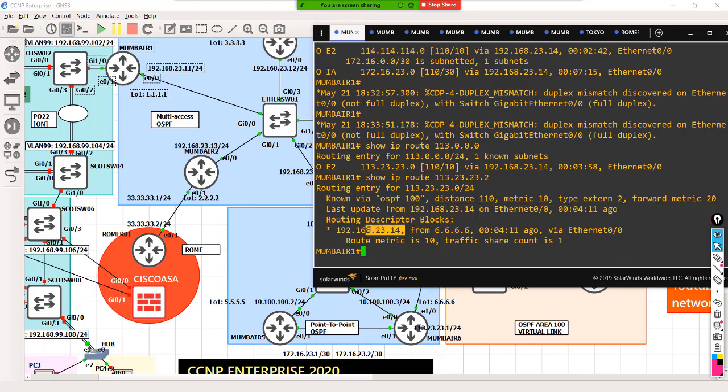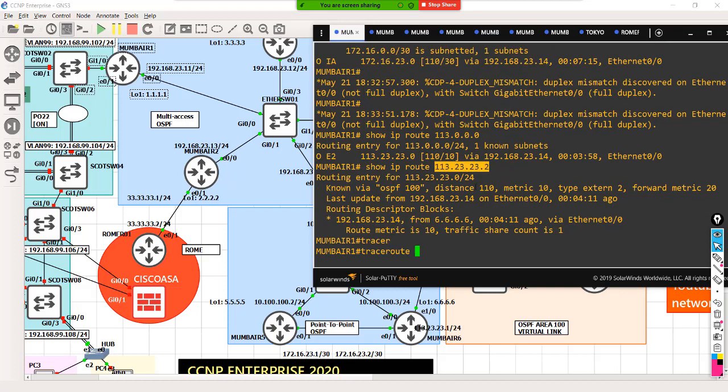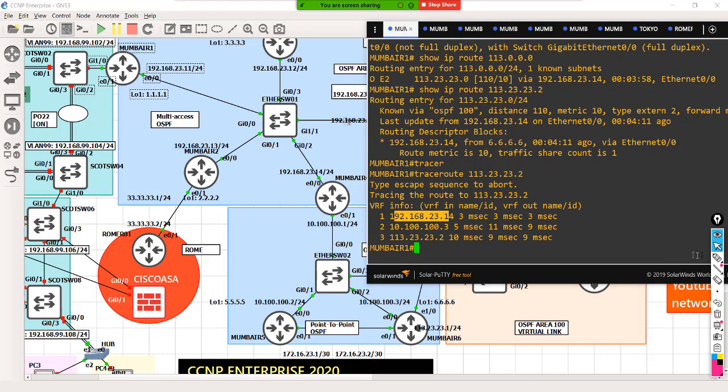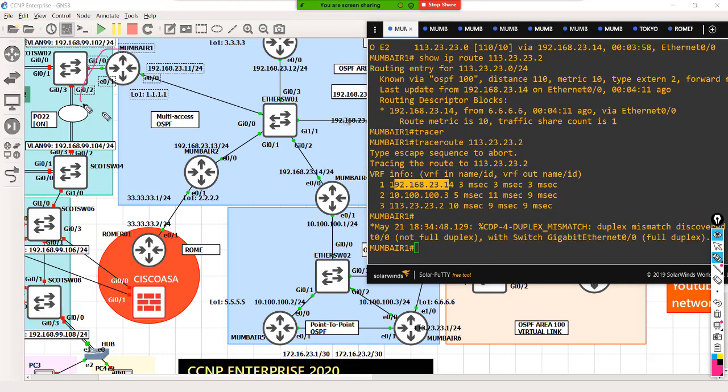So who is advertising this? To reach this network, let's give a trace route. It's first going to go to 23.14. Now which is 23.14? That's your ABR router. So if you do a trace route, it's first going to send to this router. This router is then going to send to the ASBR, and the ASBR is going to take it to the Tokyo data center. So that's the path that is followed here as of now.